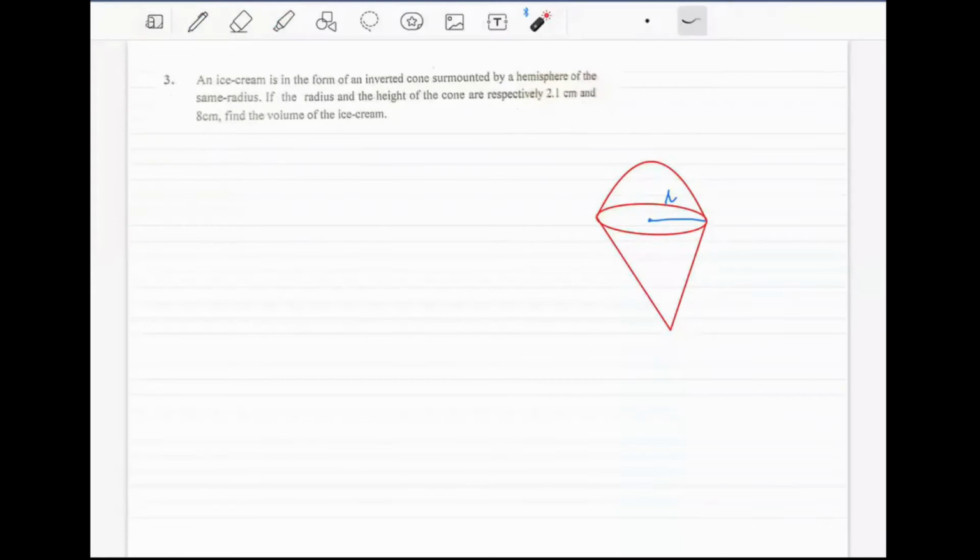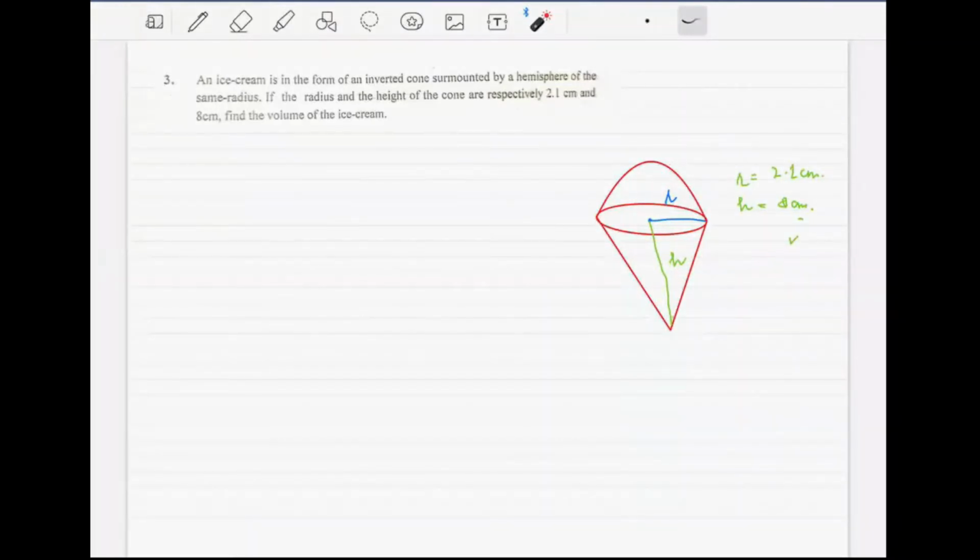The question further says the radius and height of the cone are 2.1 and 8 centimeters. Radius is how much? 2.1. Height is this portion right here. This is how much? This is 8 centimeter. All right, then let's write them also. R is 2.1 centimeter. H is 8 centimeter. The question wants us to find the volume. Similar to the previous question, it will have two parts, right? The hemispherical portion and the cone portion. You just have to add the volume of the cone and the volume of the hemisphere.